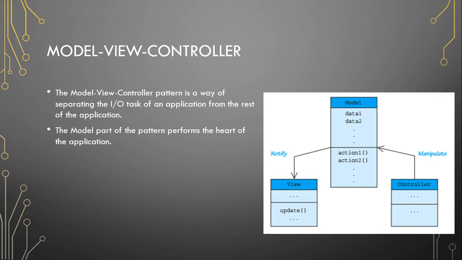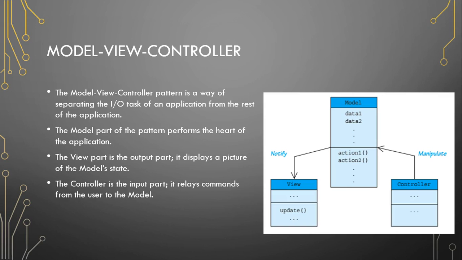But obviously there's other stuff that's going on behind the scenes. Now, if we look at this, there's three parts: the model, the view, and the controller. The model part of the pattern performs the heart of the application, so this is where the bulk of your computations are going to go on. The view part is the output part. It displays a picture of the model state. This is what the end user is seeing when we run our application. The controller is the input part. It relays commands from the user to the model. So this is what the user is typing, what the user is clicking, etc. This is the part that is getting input.